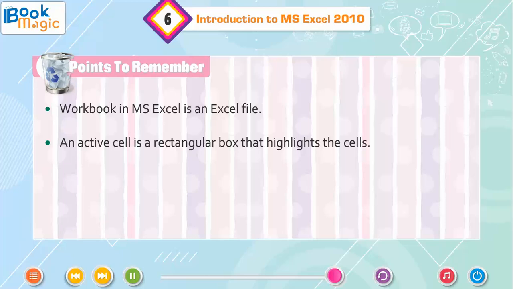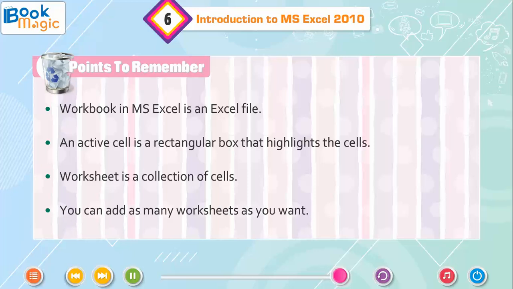Points to remember. Workbook in MS Excel is an Excel file. An active cell is a rectangular box that highlights the cells. Worksheet is a collection of cells. You can add as many worksheets as you want.